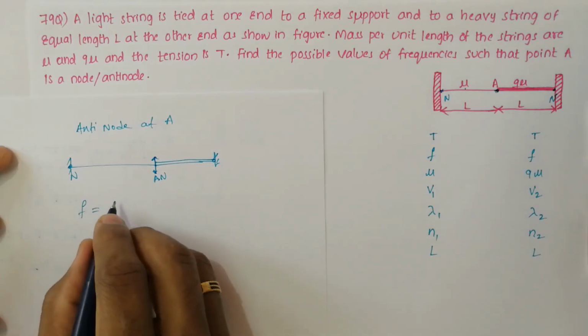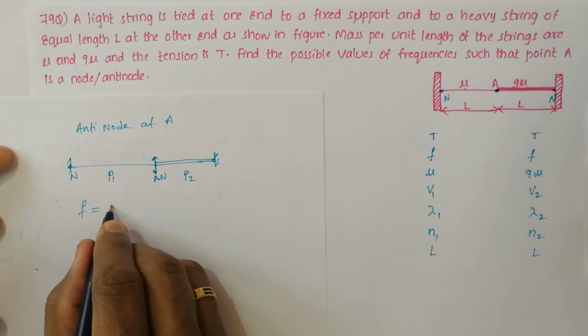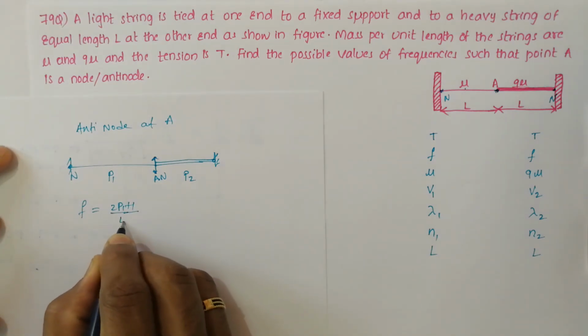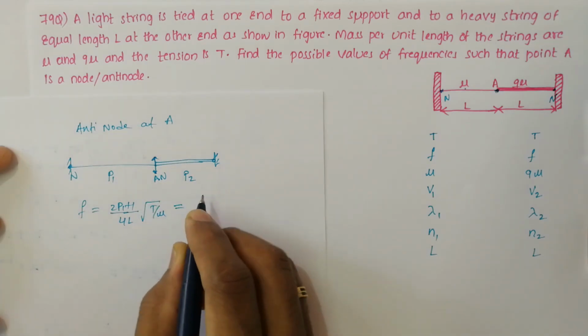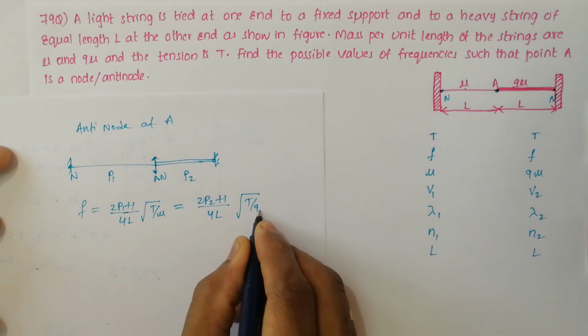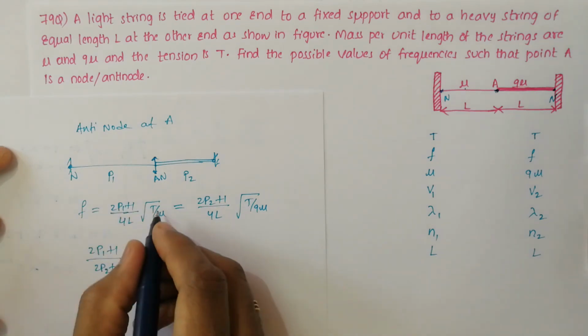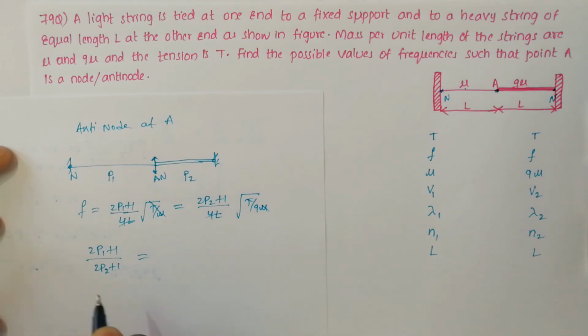Now the frequency I can write here, let us say it is in the P1 overtone, and here it is the P2 overtone. So now frequency will be (2p1 plus 1) by 4L into under root T by mu, should be equal to (2p2 plus 1) by 4L into under root T by 9 mu. From here if we solve, root T by mu gets cancelled, 4L gets cancelled, we'll get (2p1 plus 1) by (2p2 plus 1) equals 1 by 3. This is the ratio. The ratio has to be in this form. Now the possible values are P1 and P2 following this ratio. If P1 is 1, you can substitute the values and cross check it.